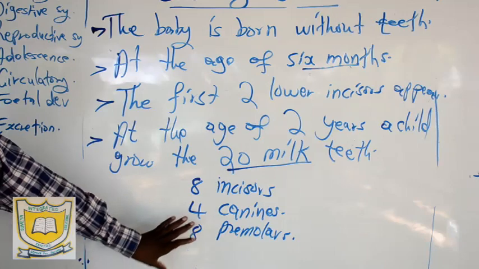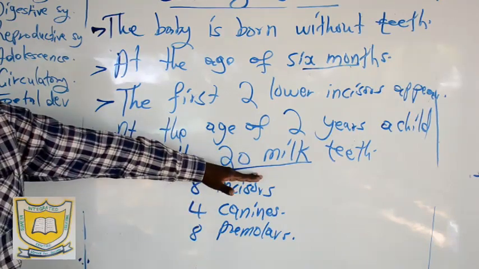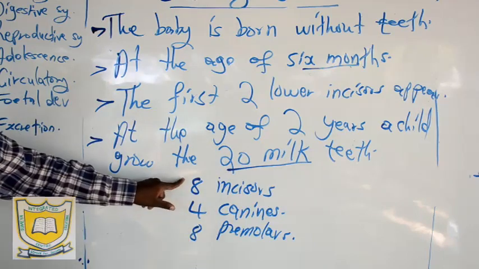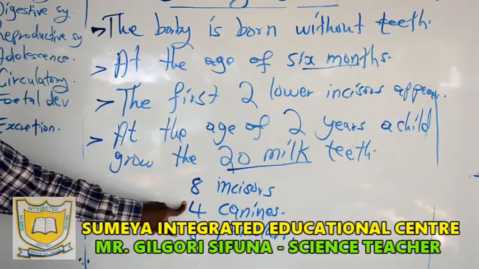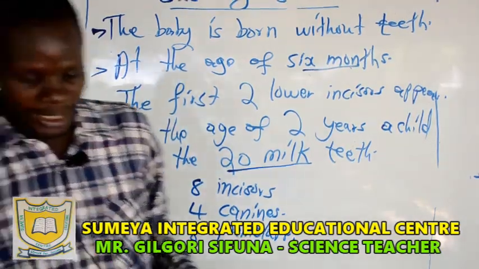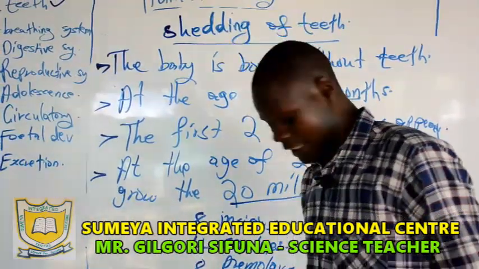So you find that under the milk teeth, which are 20 in number, the molars are not there. The 20 milk teeth are only made of 8 incisors, the 4 canines, and 8 premolars. So the molars are not among the milk teeth.